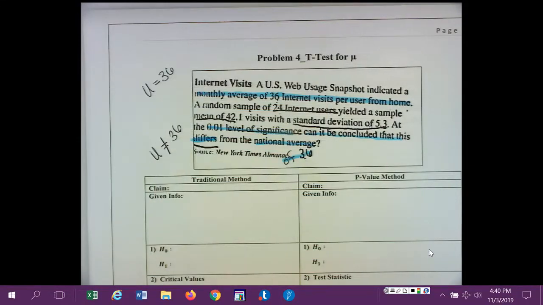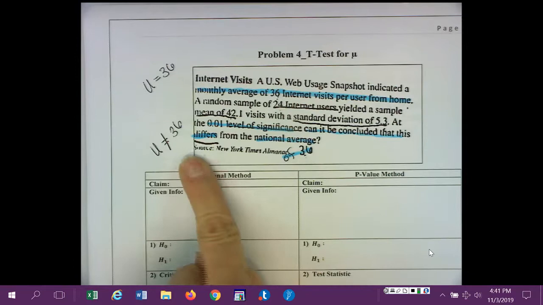So we have the first statement completely different from the last statement, which our last statement is a question. So that indicates that that's what we're testing if we're trying to answer that question. So this is your claim. Differs from 36. So I'll put that here.